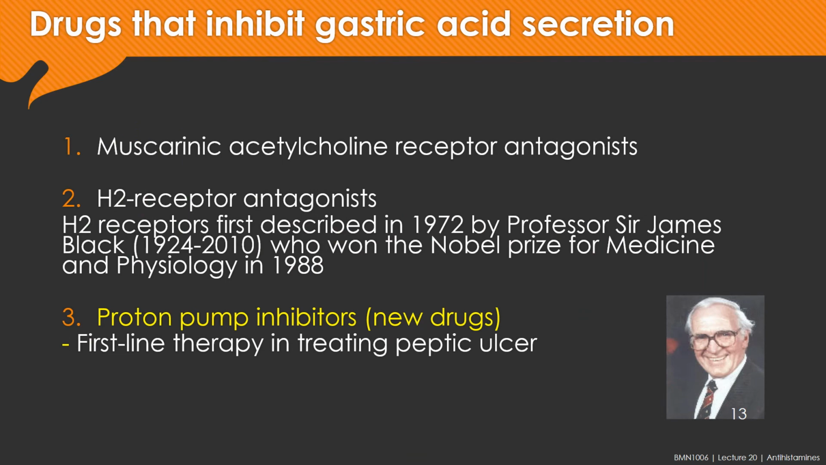To inhibit gastric acid production, these are the drugs that we can consider. The first one is muscarinic acetylcholine receptor antagonist, and it works by blocking your acetylcholine receptor. Then you have the H2 receptor antagonist, but now PPI or the proton pump inhibitors have become the first line therapy in treating peptic ulcer.